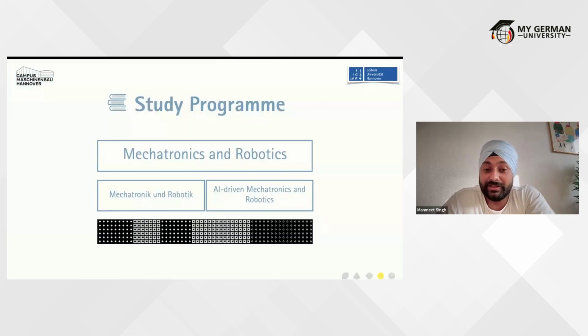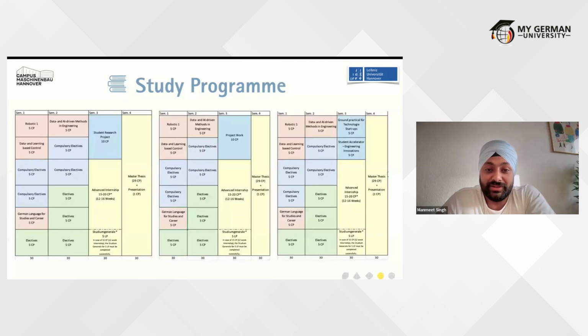So under the title Mechatronics and Robotics, we have 2 different programs. One is Mechatronics and Robotics, which is a German-taught program. And then we have an English-taught master's program, which is AI-driven Mechatronics and Robotics. So today we will talk about the English-taught program. These are the 3 different types of curriculums, which we will be discussing in detail.